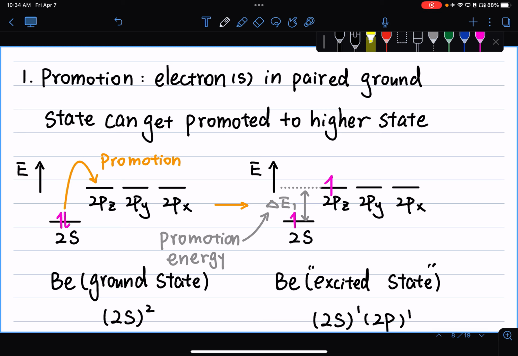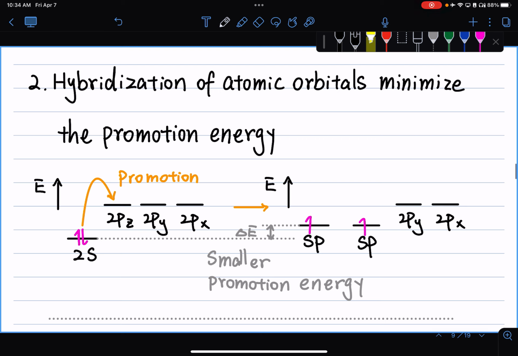And then the second step here is that hybridization of the atomic orbitals will give you an energy level that's in between your s and p atomic orbitals. And that hybridization minimizes the promotion energy. So instead of going from 2s to these 2p atomic orbitals, now by mixing the s and p atomic orbitals, we're having the hybridized atomic orbital, and the energy difference between the 2s and your hybridized atomic orbital now becomes much smaller.